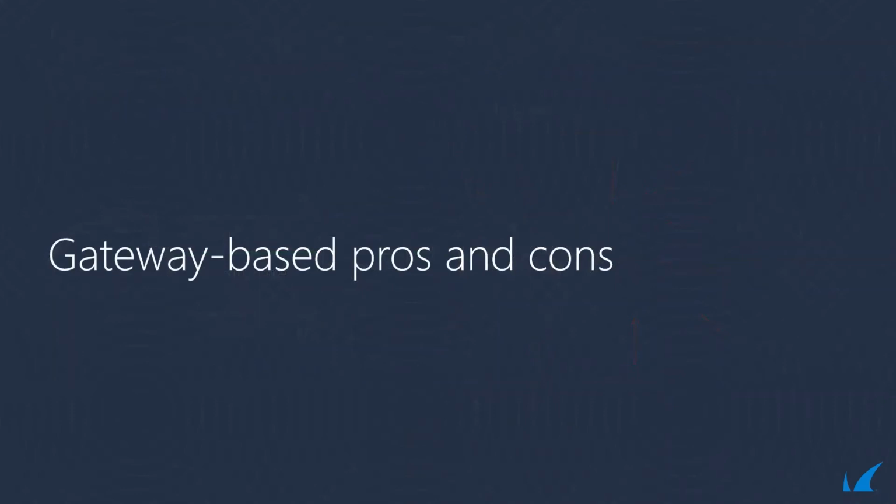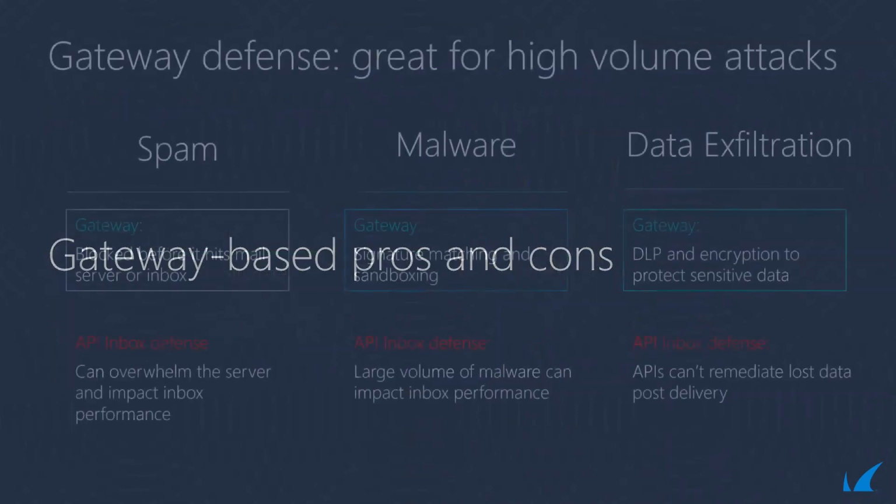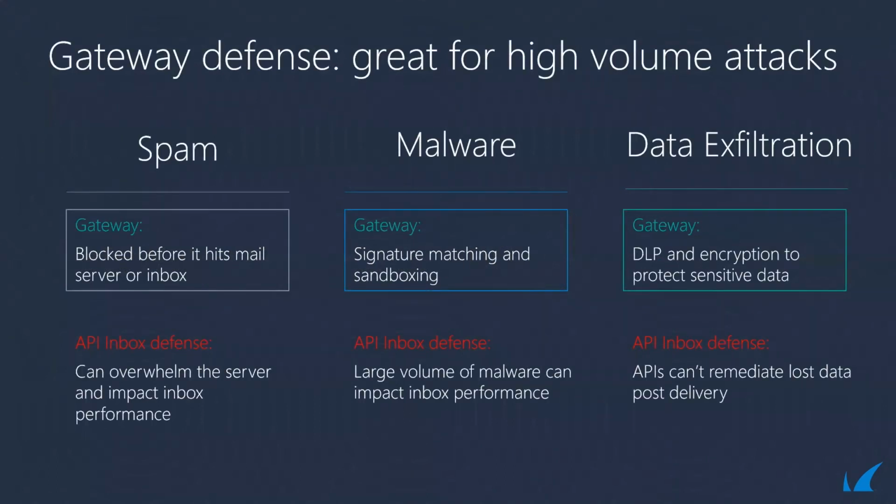So let's look at the pros and cons of a gateway. Gateways are great for high volume attacks. We're able to stop it at the gateway before it hits the infrastructure or hits 365. We're able to prevent spam and malware from reaching the inbox by matching signatures, and can provide ATP with sandboxing to protect against zero-day malware and ransomware attacks, which is really important. Protecting sensitive data, obviously leaving the environment, such as credit cards and personal information and intellectual property, is also of benefit.